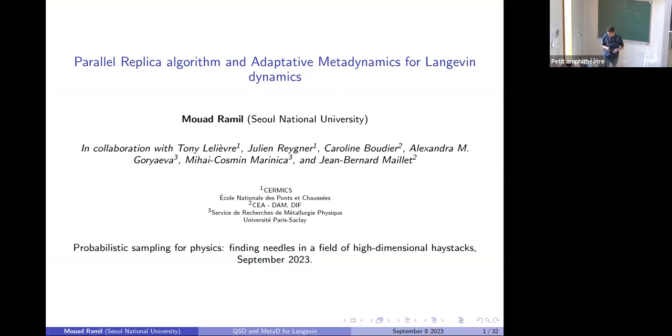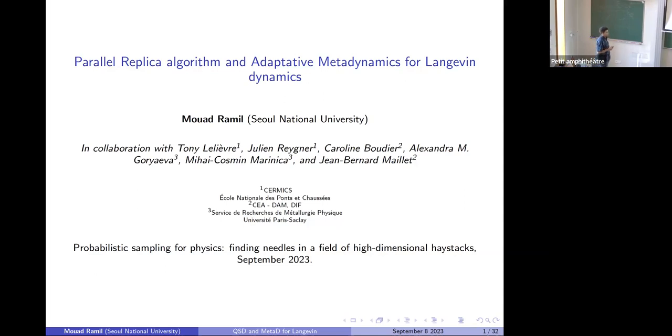So in this presentation, I will talk about two independent works, but which are both motivated by the same type of question. In the first work, I'll try to justify an algorithm called parallel replica, which is aimed at sampling the first exit event from a metastable state. It was done during my PhD at École des Ponts with Tony Lelièvre and Julien Reygner.